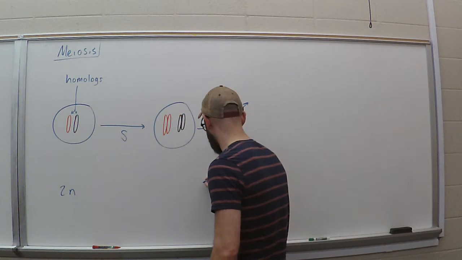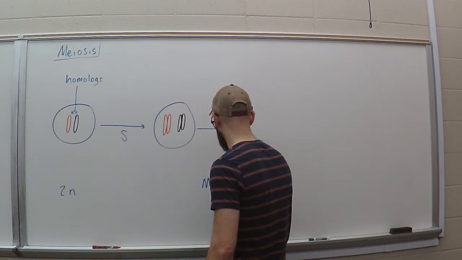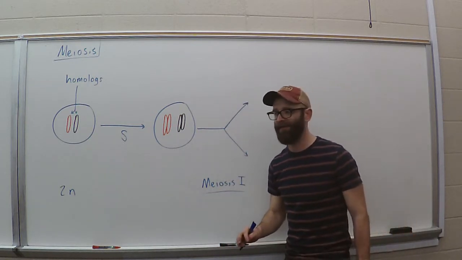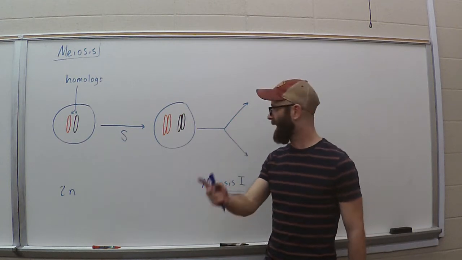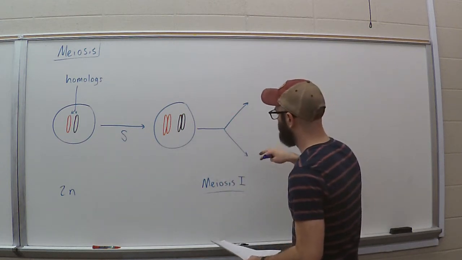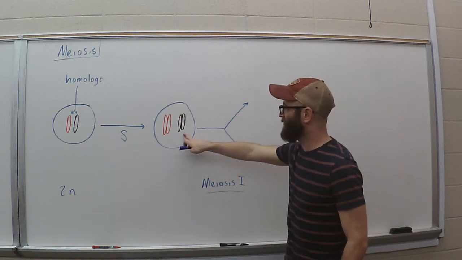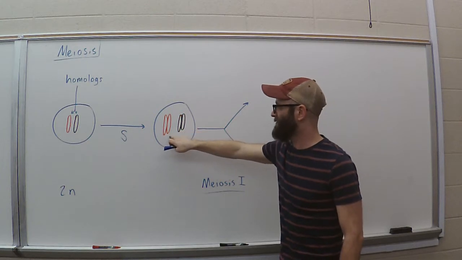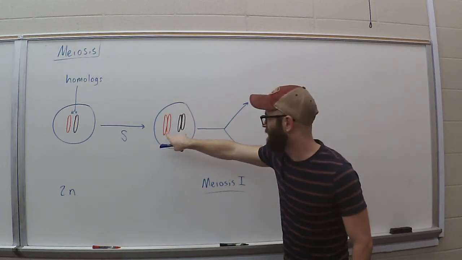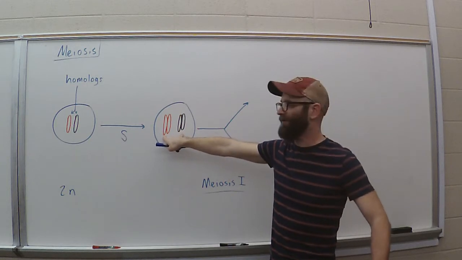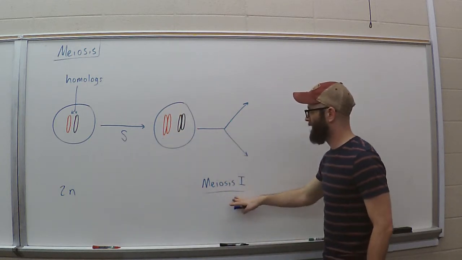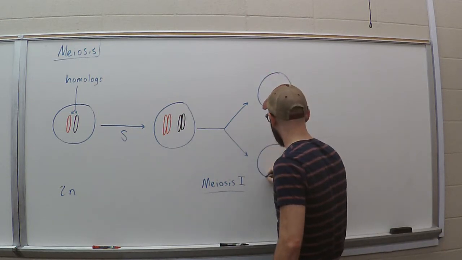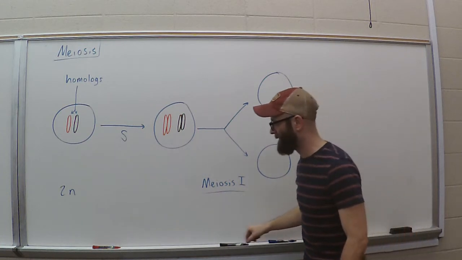So we call this step meiosis 1, right? There's 2 steps to meiosis. There's meiosis 1 and meiosis 2. In meiosis 1, the sister chromatids stay together. So remember, these are sister chromatids, these are sister chromatids. These are homologs. Understand the difference. So during meiosis 1, the sister chromatids stay together, but the homologs separate.